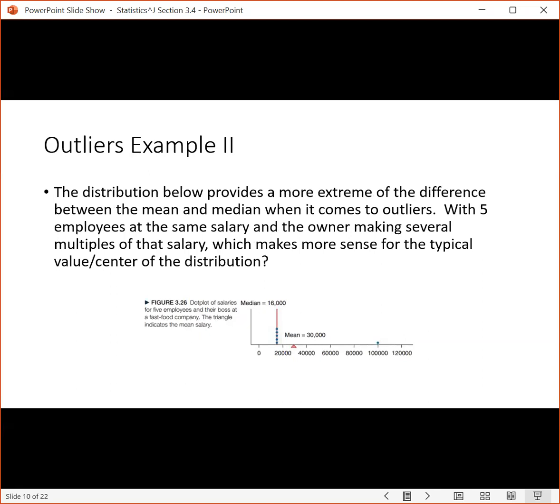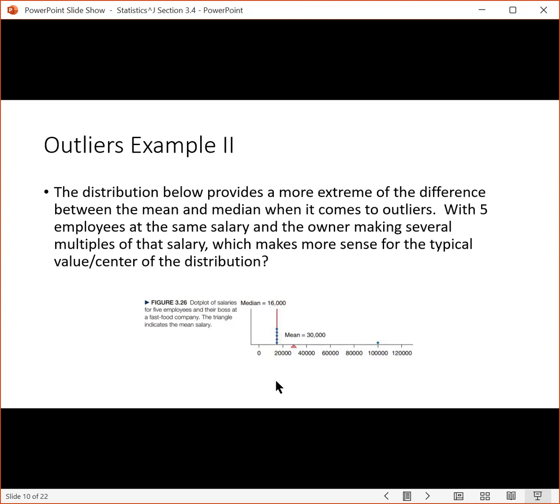Let's look at another example that's even more extreme. The distribution below provides another example even more extreme. So with 5 employees at the same salary and the owner making several multiples of that salary, which makes more sense for the typical value or center of the distribution? Either the median, which is where all of the employees are, or the mean, which is shifted off to the right of those because of the owner.